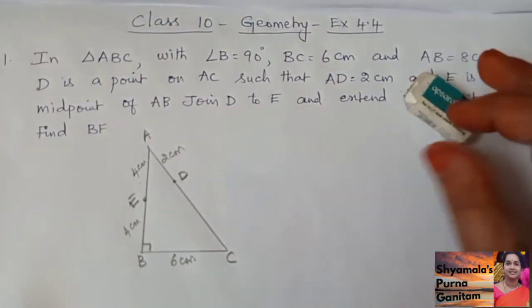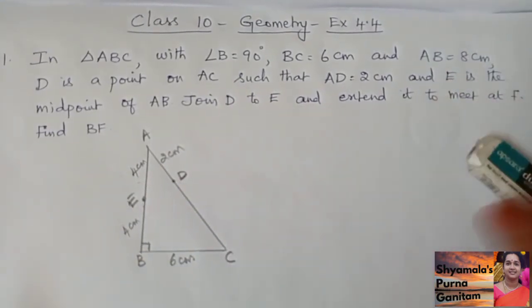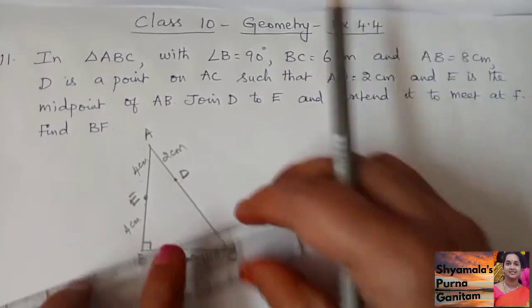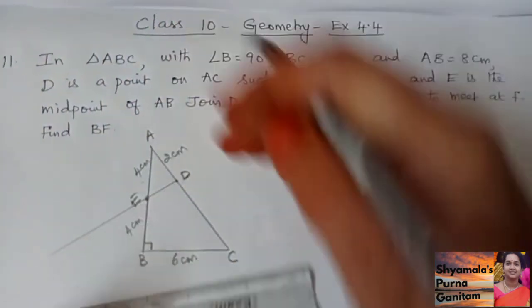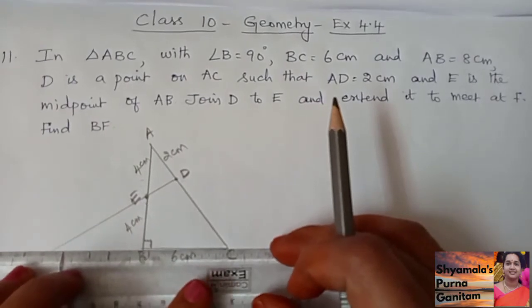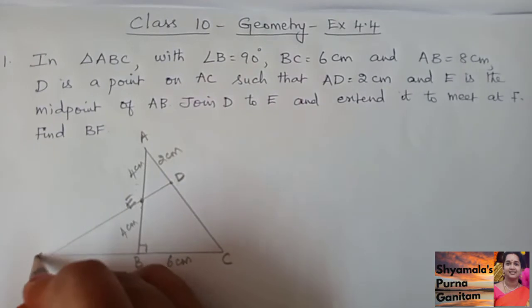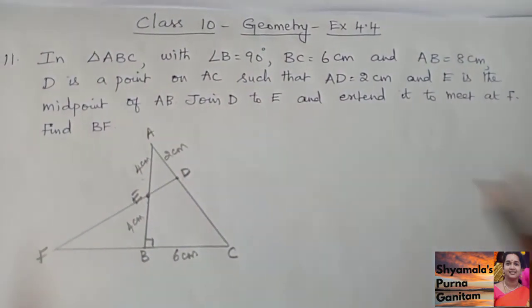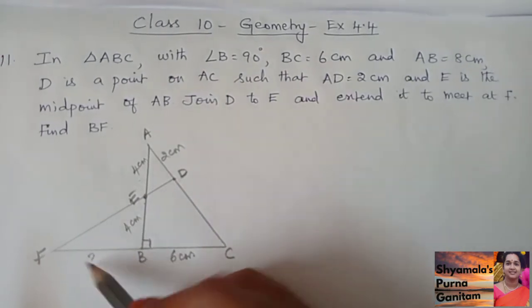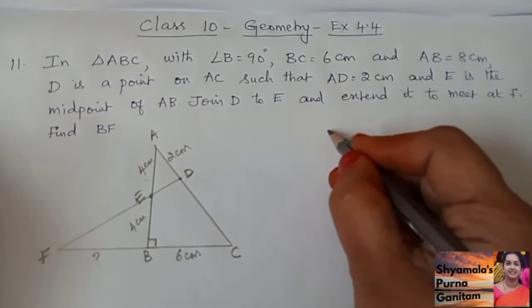Okay. Then join D to E and extend it to meet at F. So extending this like this to meet it at BC. So this is F. So now we are asked to find the measure of this BF. So for finding this, we'll use Menelaus's theorem.